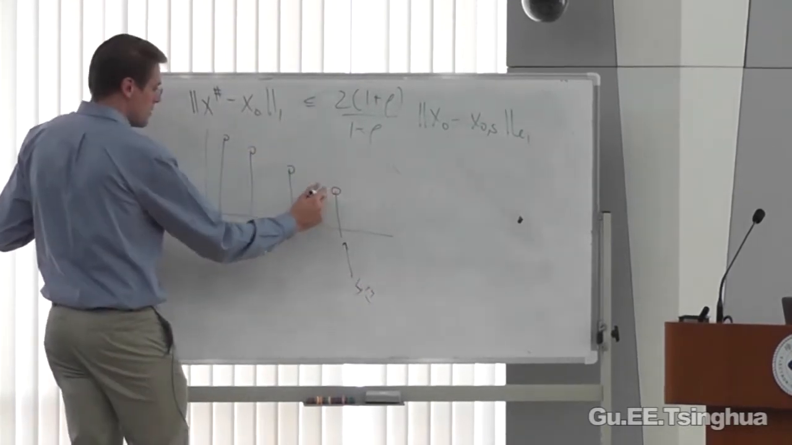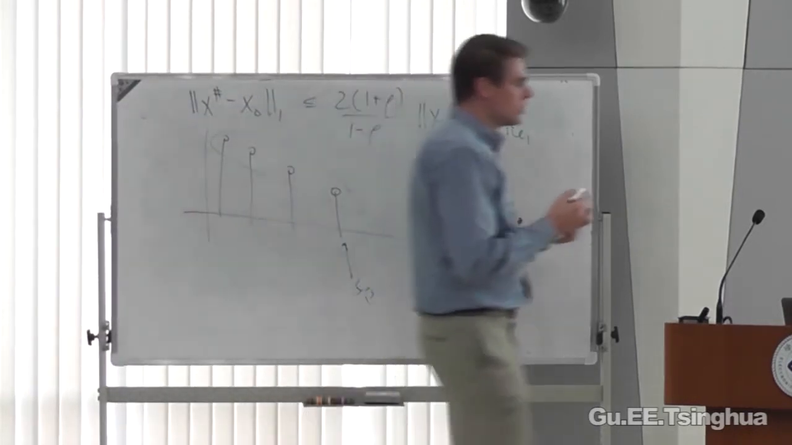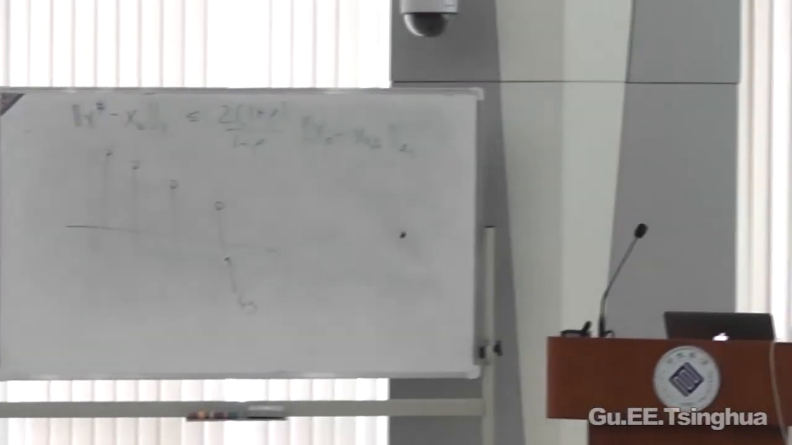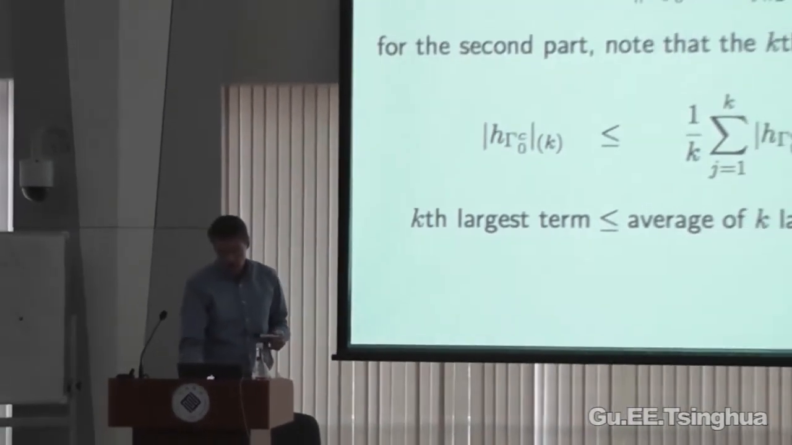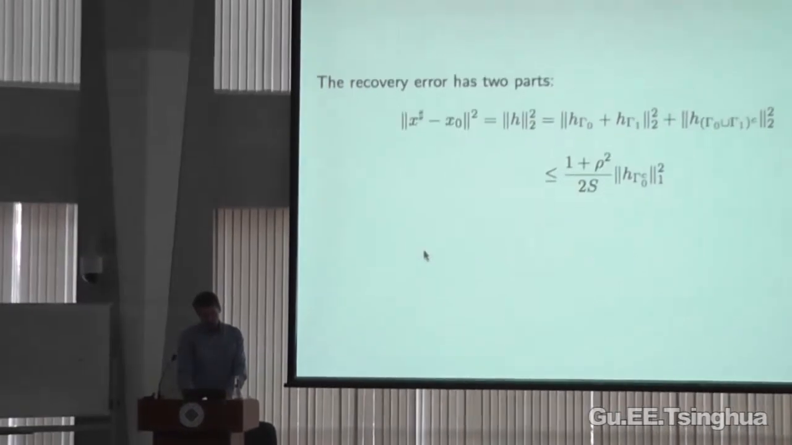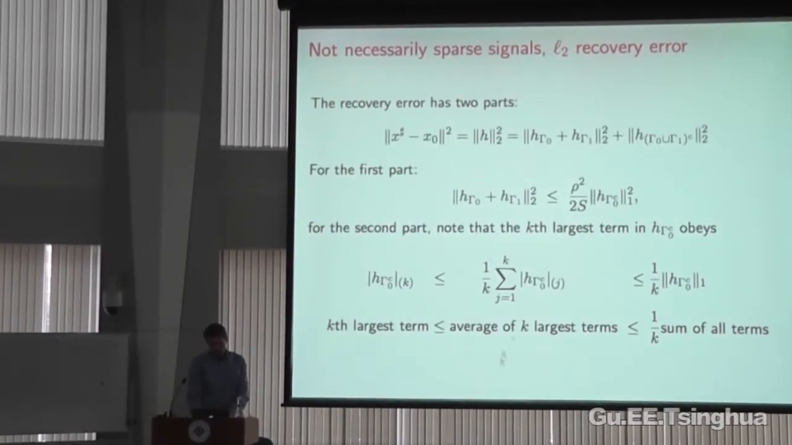Right? This is necessarily less than the average of these 4, just from the way I've ordered things, which is necessarily less than 1 over K times the sum of all of them. Okay, so how do I use that fact? Well, if I look at what's going on in the rest of this, let's look at this second term.